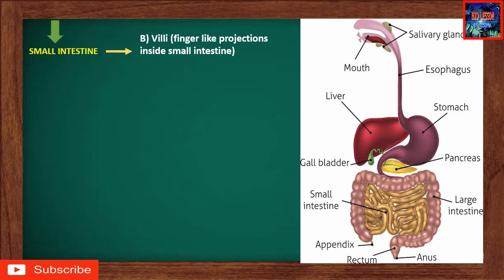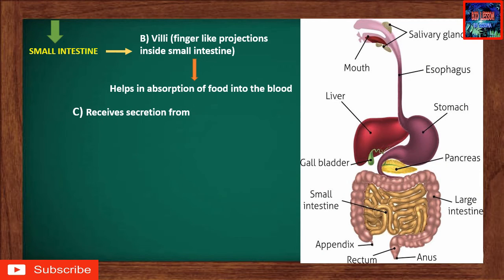The small intestine contains villi. Now these villi are some finger-like projections inside the small intestine. The villi help in the absorption of the food into the blood by increasing the surface area.